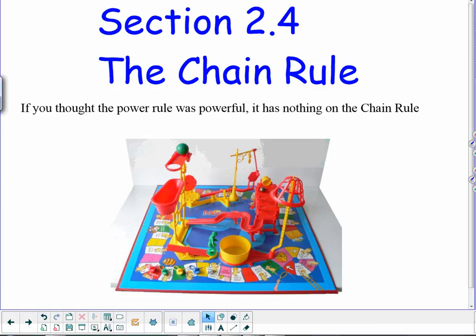Okay, let's work on section 2.4, the chain rule. Man, if you thought the power rule was great, it's got nothing on the chain rule. So, chain rule, wonder what that's all about. Well, have you ever played the game of Mousetrap?